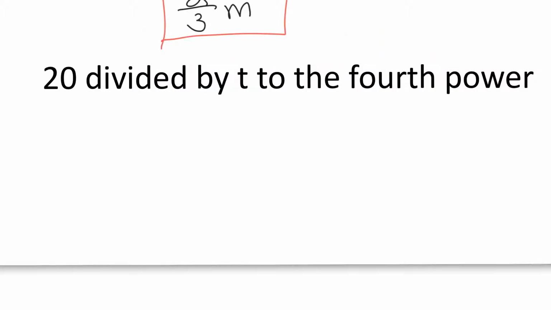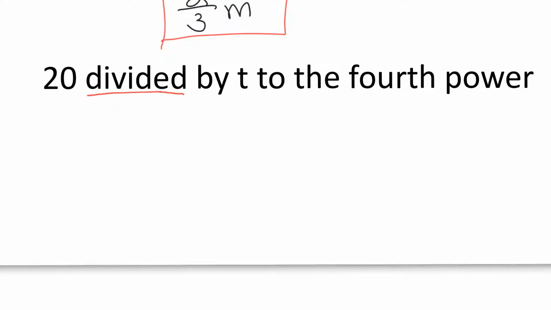And here's one more. It says 20 divided by t to the fourth power. So just make sense of the problem, and you are going to write that as an algebraic expression. So I'm just going to underline a few keywords that we need to know. So 20 divided, you guys know that's division. You are going to divide.